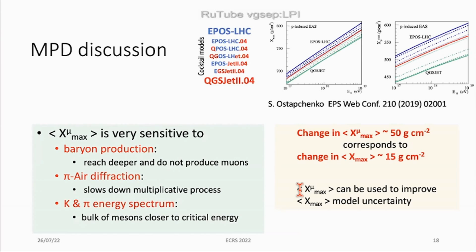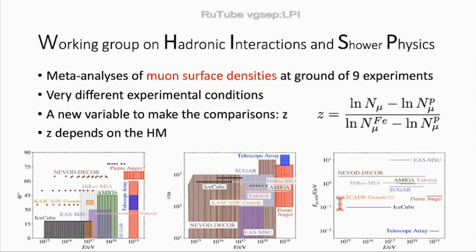On the other hand, there is also a big feedback between the X mu max and X max. When you change these parameters, a large change happens in the X mu max and a small change happens in X max. So there is some feedback between these two variables, which we can take advantage of to improve the predictions for mass composition and also for understanding the hadronic physics.